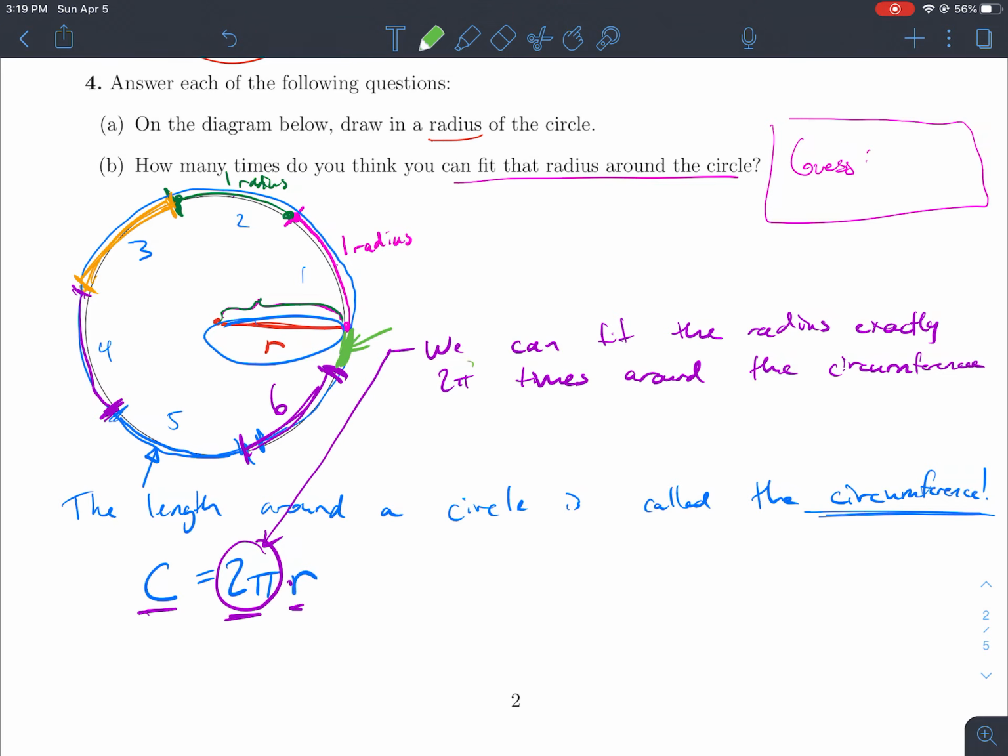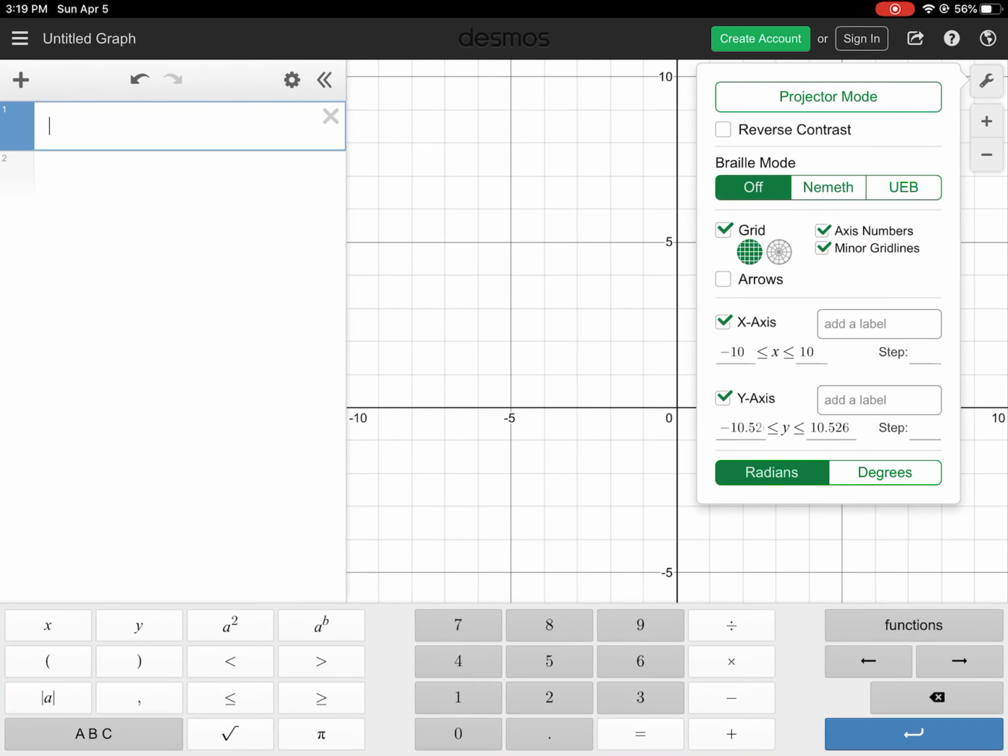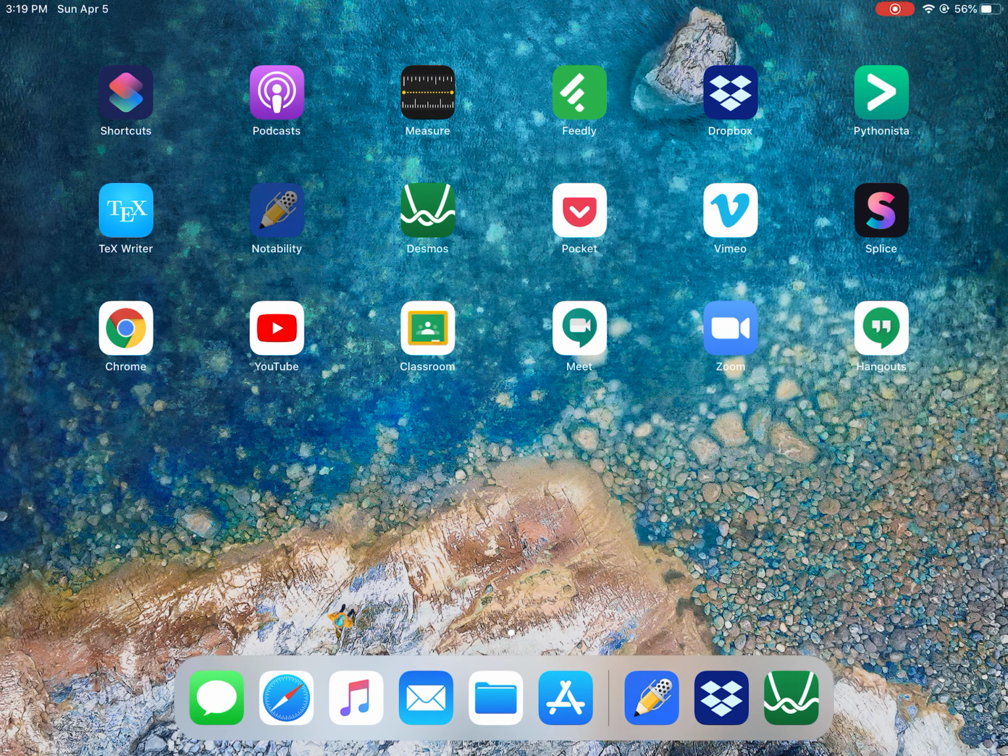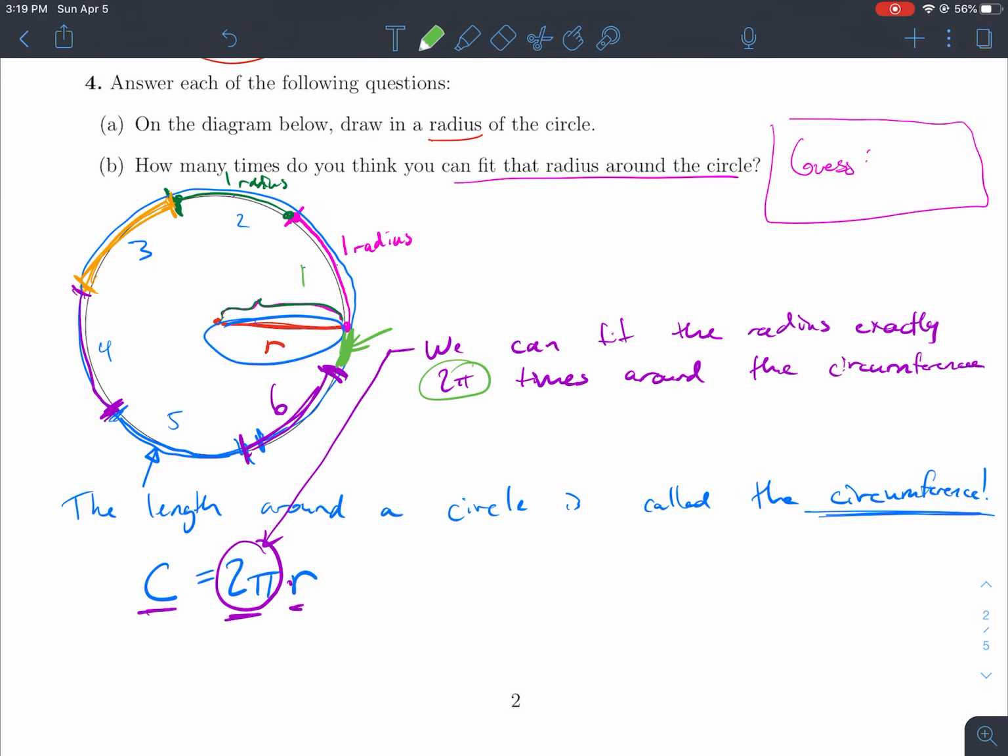Well, let's see exactly what number 2 pi is. So if we do 2 times pi, that's 6.28. It looks a lot like we fit 1, 2, 3, 4, 5, 6, and an extra 0.28 radiuses on our graph.